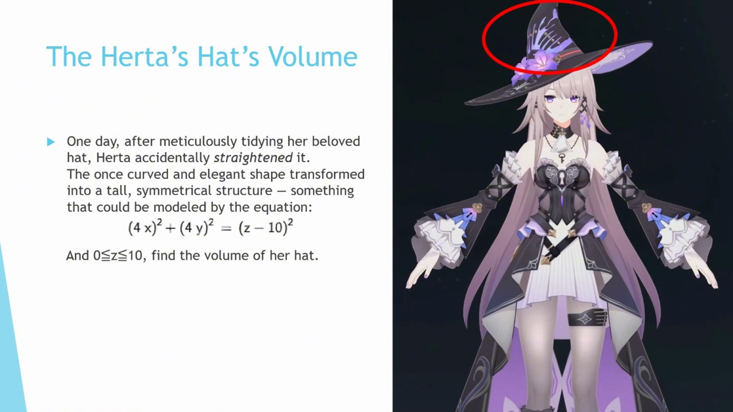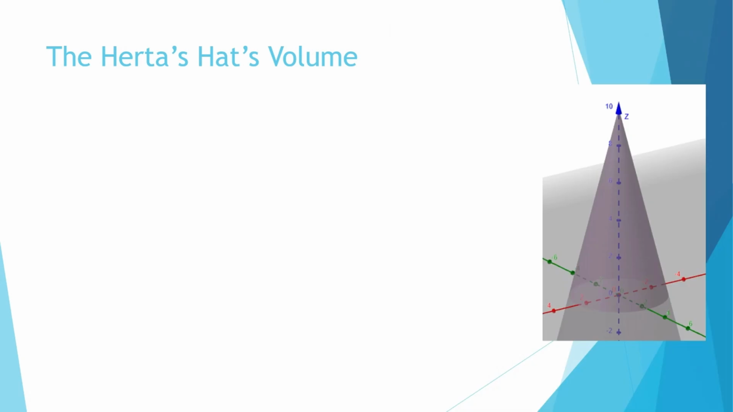First, let's understand the shape. The hat's sides curve in a particular way that follows this rule: 16 times the distance from the center squared equals the height minus 10, all squared.